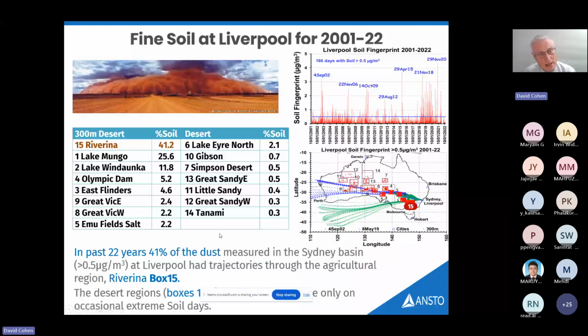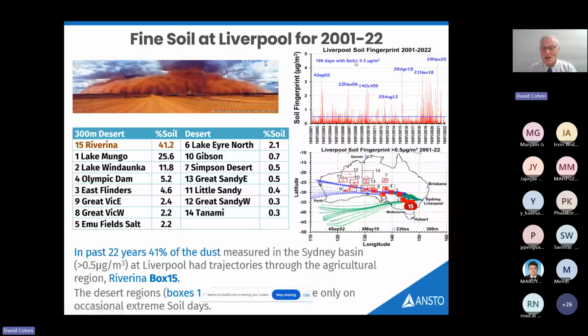Let's have a look at the soil, right? Soil was one of the components that we measured by looking at the oxides of aluminium, silicon, titanium, calcium, and iron. If you measure each of those things and measure their oxides, you get a soil content. Here I have a picture of a dust storm in the deserts in Australia, nice red soil. But over in the top right-hand corner here, I have the soil fingerprint plotted from 2001 to 2022. And I've drawn a line here at 0.5 microgram per cubic meter. So there are 166 days with the soil greater than 0.5 microgram above this line.